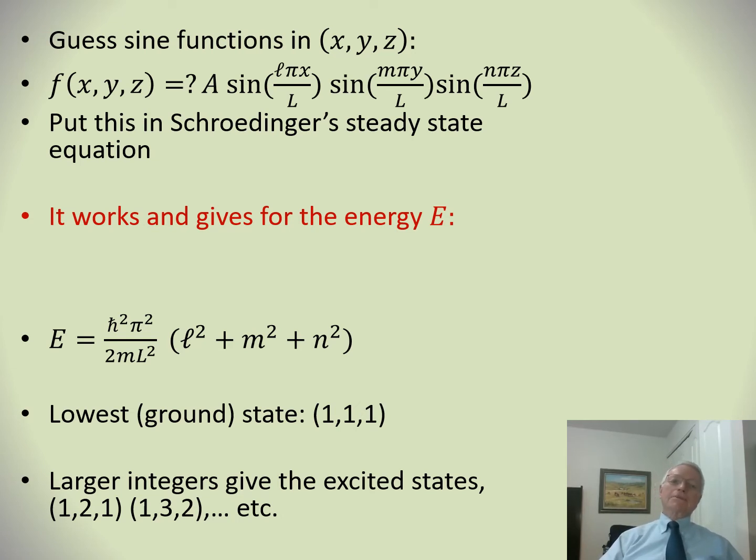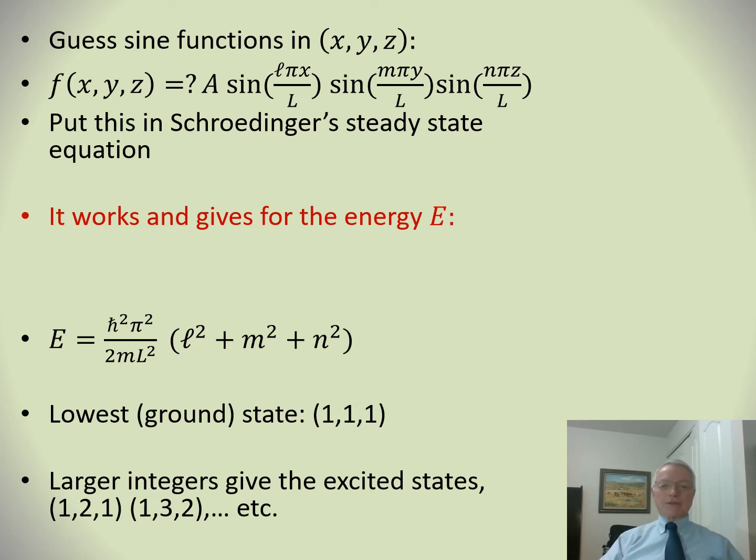Well, you can solve this equation by guessing that the proper functions are sine functions. The question mark on that equal sign means you guess that it looks like this, you put it in. If it works, then you say hooray, and if it doesn't work, then your question mark was answered in the negative and you try something else. Well, you put this in, and it does work, and it gives a formula for the energy E as a function of how wiggly the sine functions are in the x, y, and z directions.